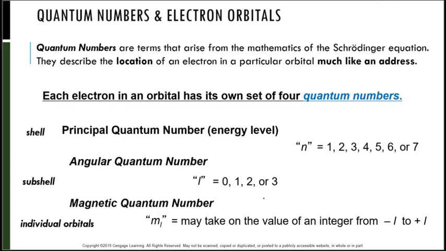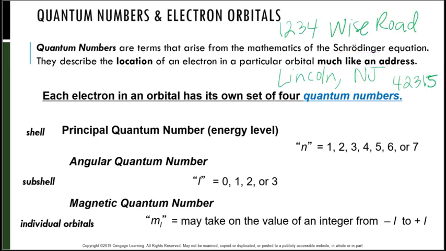Quantum numbers are terms that arise from the mathematics of Schrodinger's equation. They describe the location of an electron in a particular orbital, much like an address. Let's think about how an address works. I'm going to start with the last part of an address, the zip code. A zip code shows us a wide area within a state. Then we can be even more specific, and within that zip code, we can specify a city. And within the city, we can look at what road a person lives on. And then the most specific part of an address is the house number.